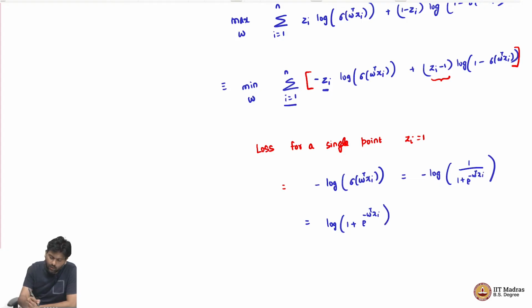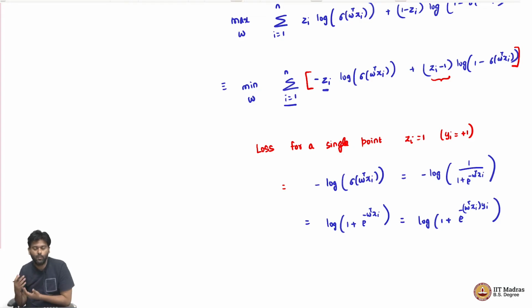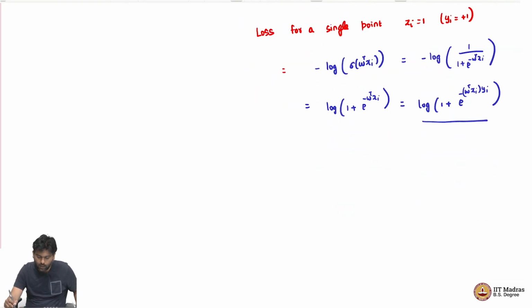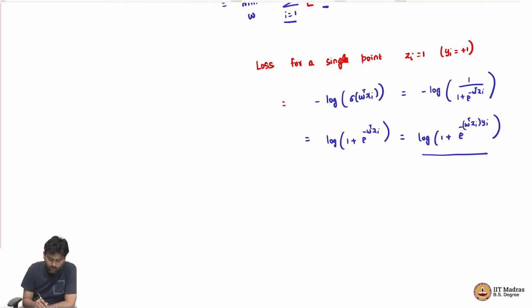Now, if Zi is 1, that also means that in our notation Yi is plus 1. So I can equivalently write this as log of 1 plus e power minus W transpose Xi into Yi. It is the same thing. Basically, what I am saying here is that for every point in the data set where the label is 1, the loss of a particular W that you want to choose with respect to that data point can be written like this.